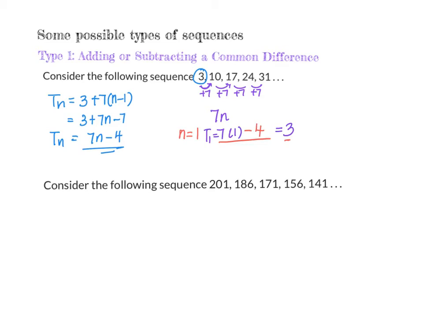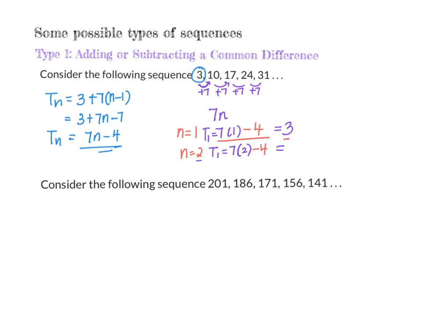So now what we're going to do is apply this pattern and see whether it fits for the rest of the terms. When n equals 2, if I were to follow this pattern, where I take 7 times the n, which is 2, minus 4, I will get 7 times 2 is 14. 14 minus 4 is 10. That gives me the number again.